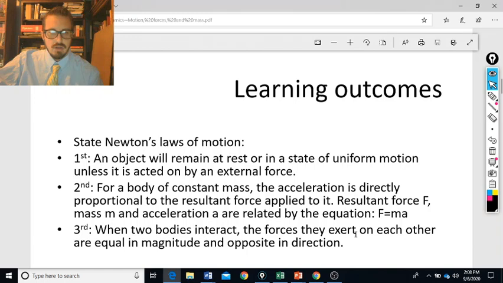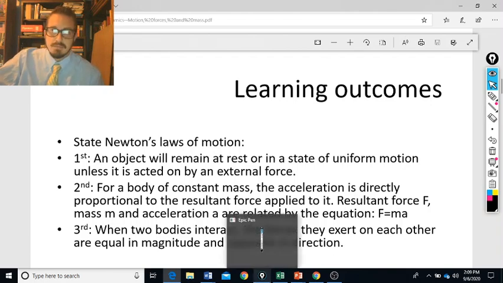The first law can be thought of as: an object will remain at rest or in a state of uniform motion unless it is acted on by an external force. You've probably heard some variation of that statement throughout your academic career. I like to think of the first law as objects won't just accelerate on their own. They're going to keep on moving how they're moving, at a constant velocity. It could be zero, right? So at rest. So something's going to have to make it accelerate.